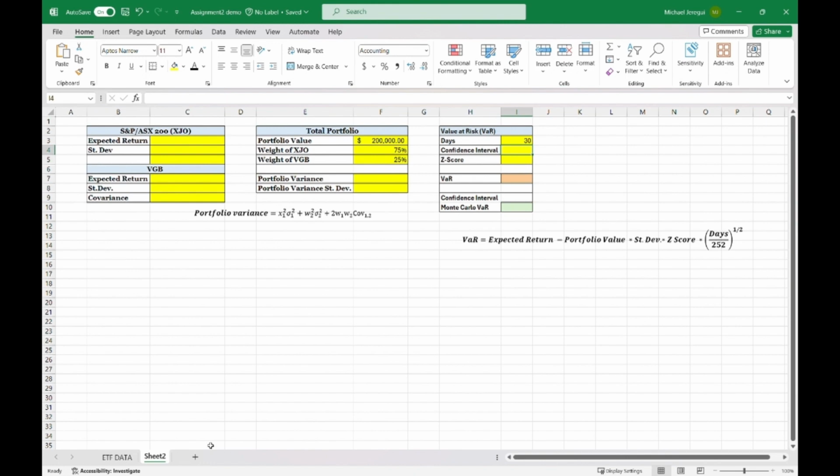The ASX 200 expected return is 13.2% and VGB expected return is 3.98% with a 95% confidence interval.